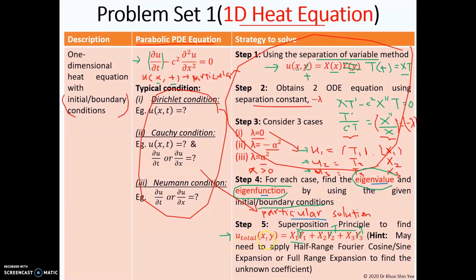In this step, you may need to apply the half-range Fourier cosine expansion, or the half-range Fourier sine expansion, or the full-range expansion in order to find the unknown coefficient. Let's solve an example for the 1D heat equation by applying these 5 steps.